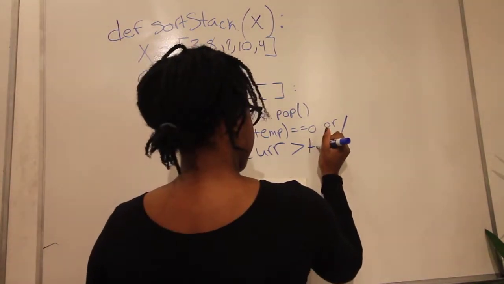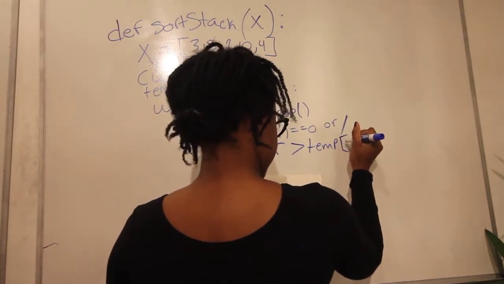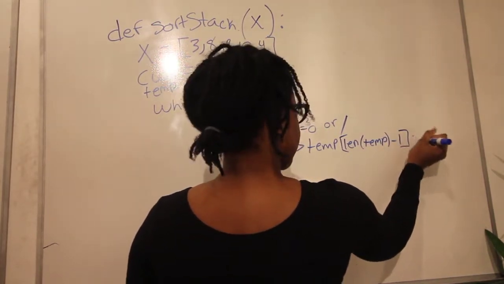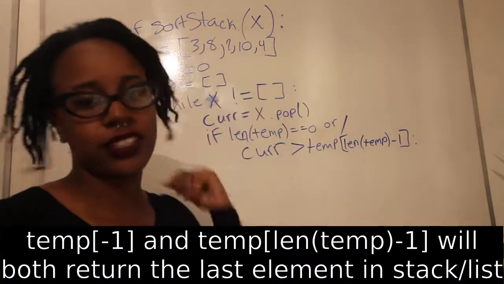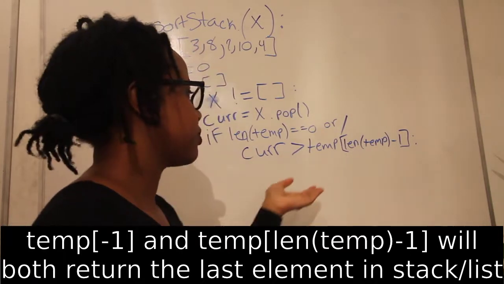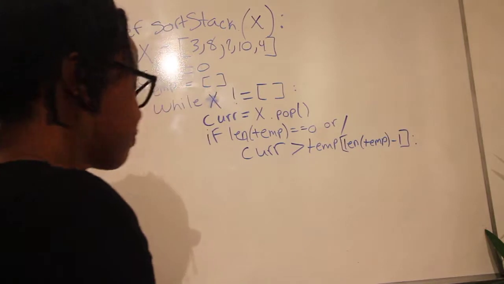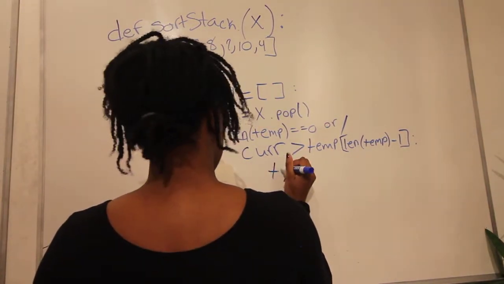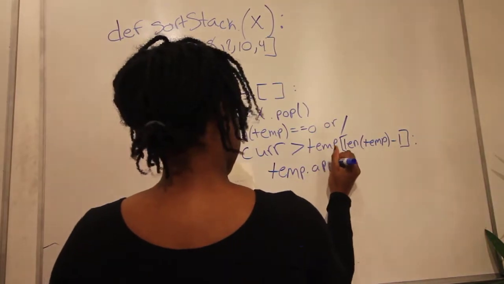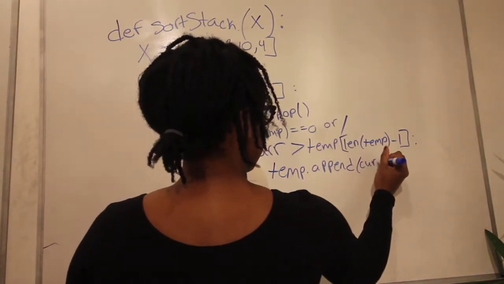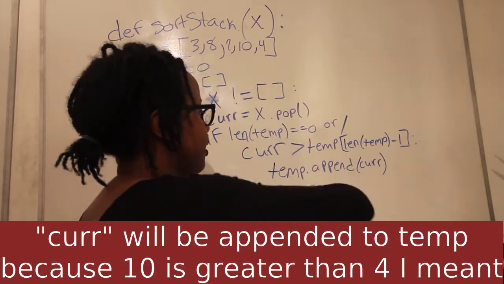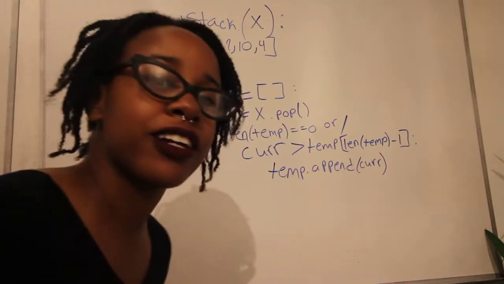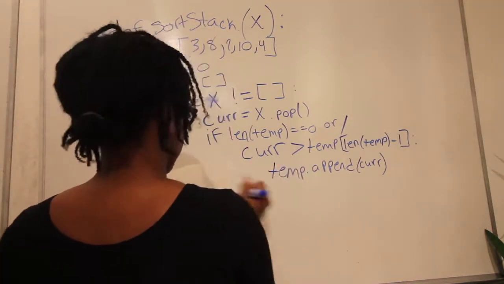So we're going to have temp, length, minus 1. So that's just gonna peek. This is normally what you do when you peek. So it's gonna peek into the last element in temp, and compare if it's bigger or smaller. Okay, and then if current is larger, it's gonna append to it. So temp dot append current. So when you have 4 in the list, 10 is going to be appended because 10 is greater than 4.